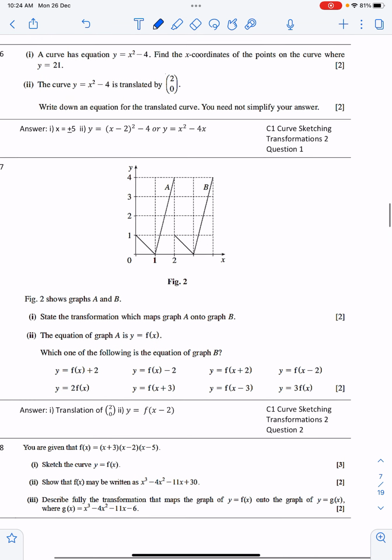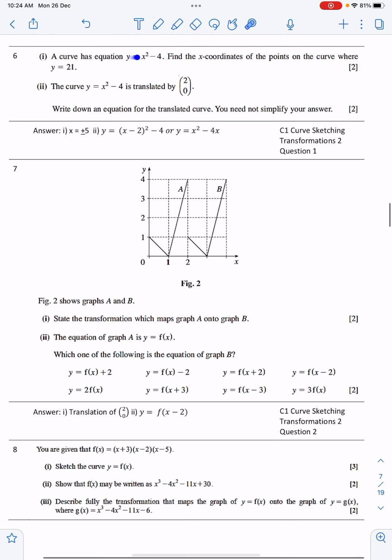Moving on to question number 6. A curve has the equation y equals x square minus 4. Find the x coordinate of the point on the curve where y equals 21. Okay, where y equals 21, that means for this part you will have to say 21 equals x square minus 4, x square equals 25 and x equals plus or minus 5.